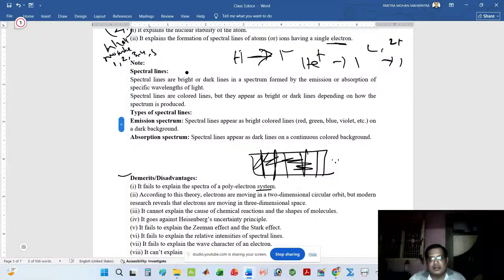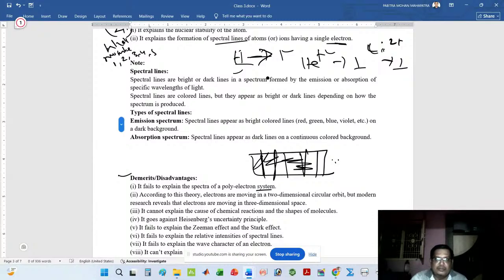Helium has atomic number 2, so 2 electrons, but it has one positive charge, which means it must lose 1 electron. So He+ has 1 electron. Similarly, Li has atomic number 3, so it must have 3 electrons, but here 2+ is present, so you can think about 1. These species are called single electron species. Here He+ and Li2+ are single electron ions. Here hydrogen is the neutral atom. For such species, Niels Bohr clearly explained the spectral lines.